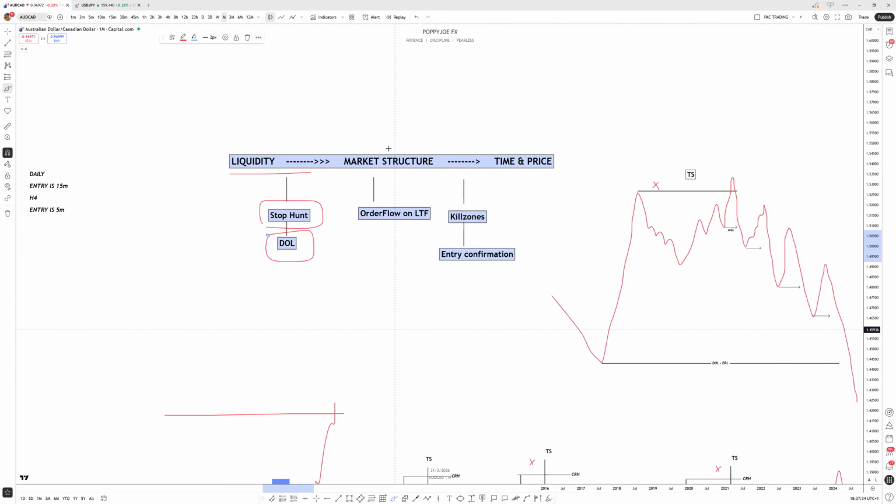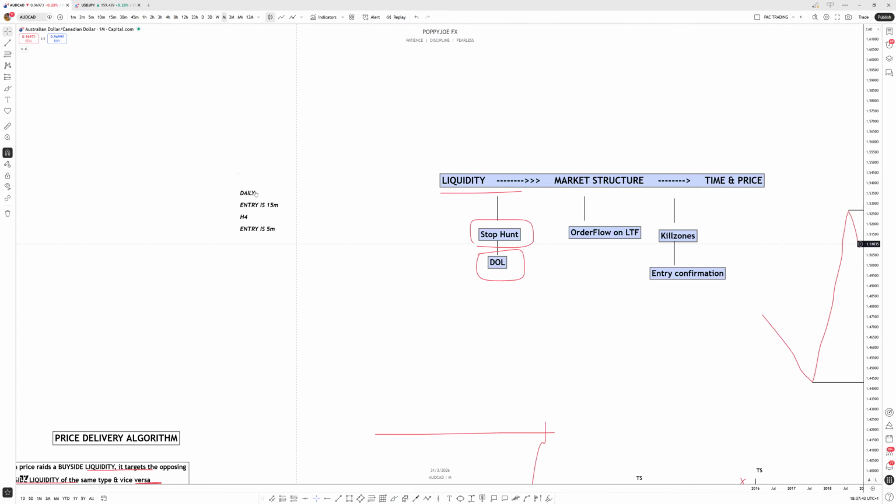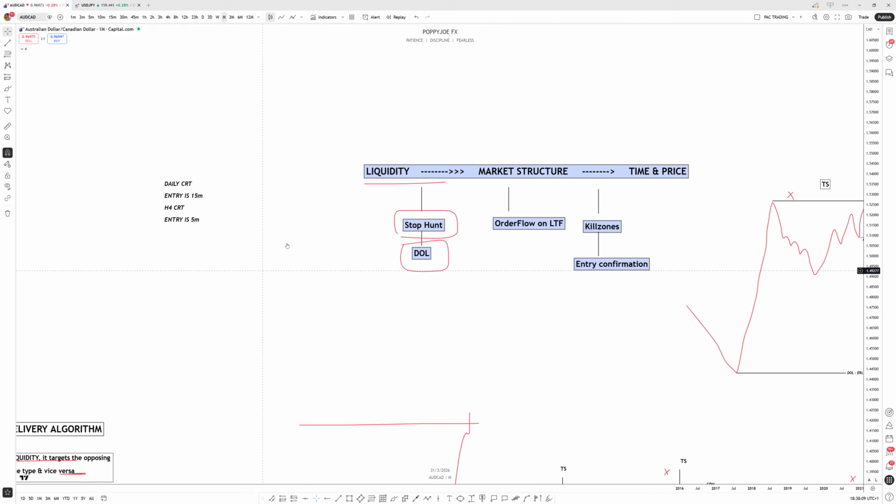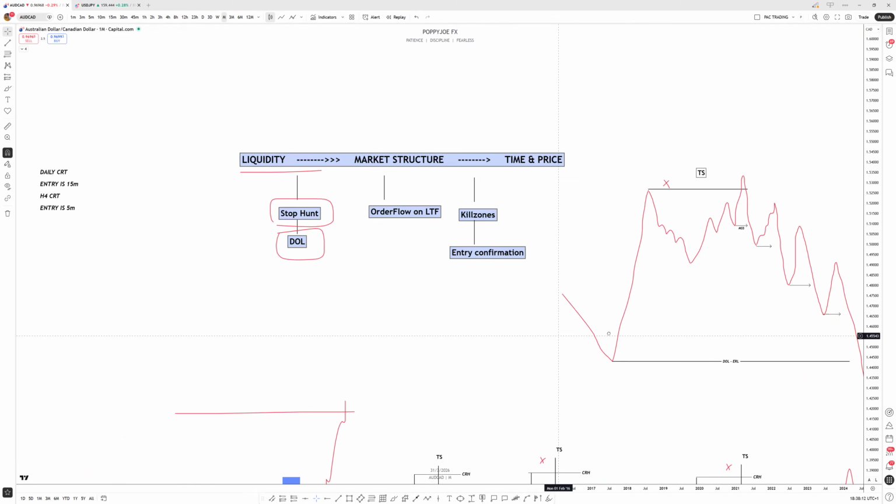So on the second part is where you get to use your entry. On the second part, we have market structure. So now this is where you are going to follow it up. If you are using daily, take note. If you use daily to see your CRT, like the example I sent to the channel earlier, the example was on daily time frame. So if you use daily CRT, entry is 15 minutes. Same thing with H4 CRT, entry is 5 minutes time frame. So on the daily CRT here, you go to the 5 minutes, 15 minutes time frame to get your entry. And how do you frame the entry?